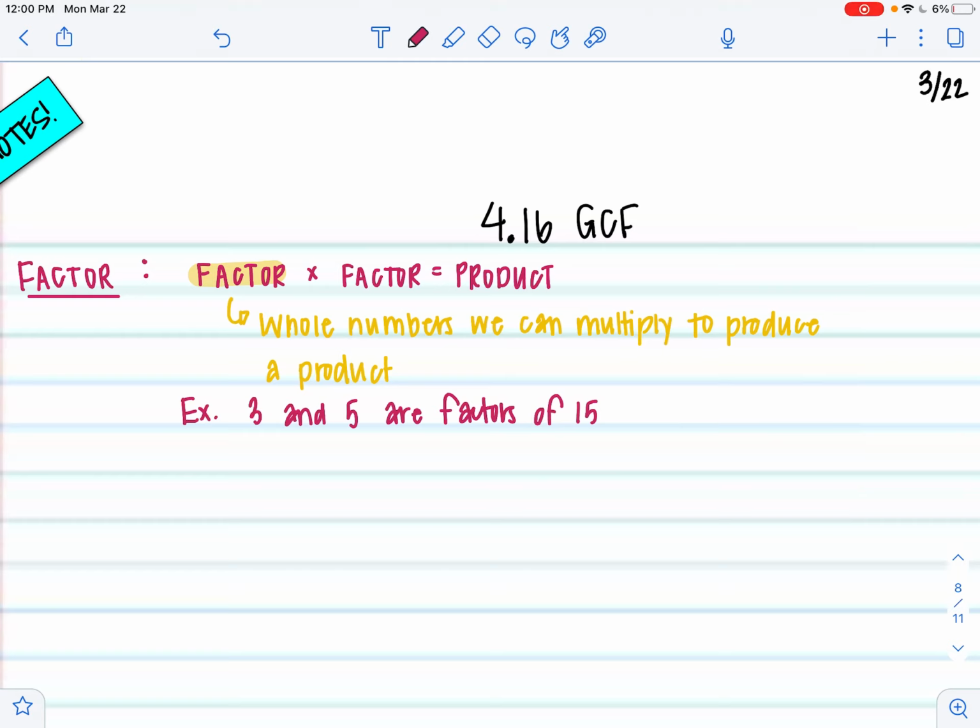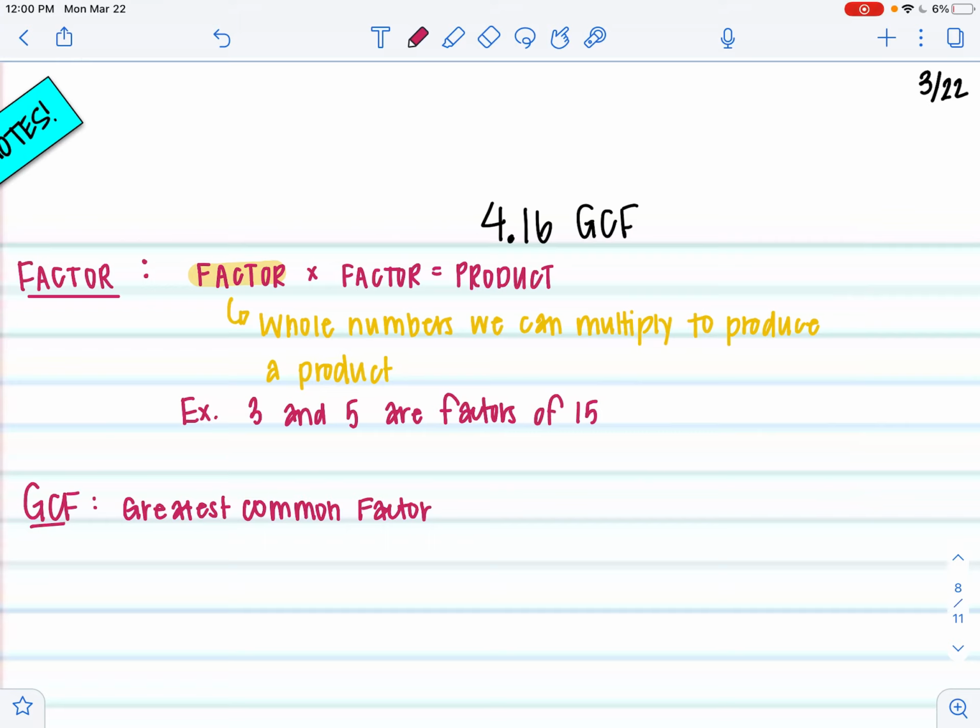Now, when we think of the GCF, or the greatest common factor, we are thinking about the largest factor that two numbers have in common. And that's pretty self-explanatory by the title, the greatest common factor, the greatest factor that they have in common.